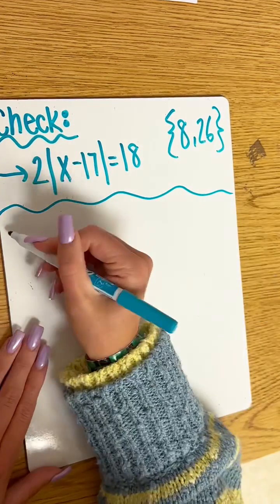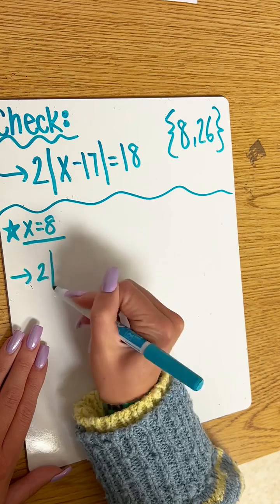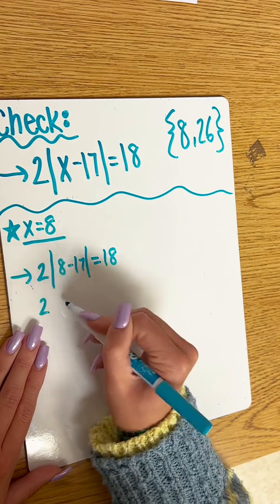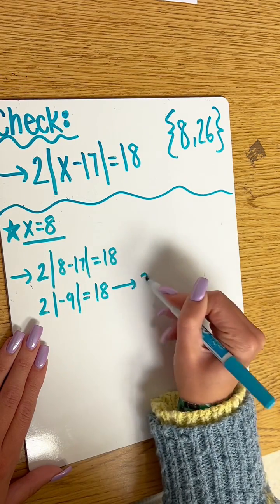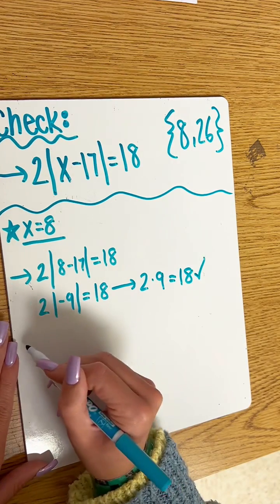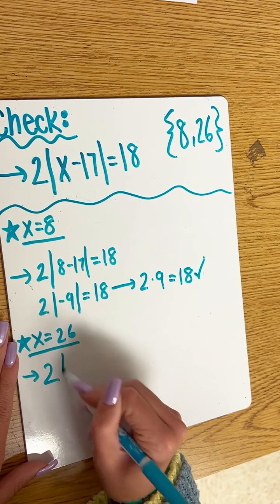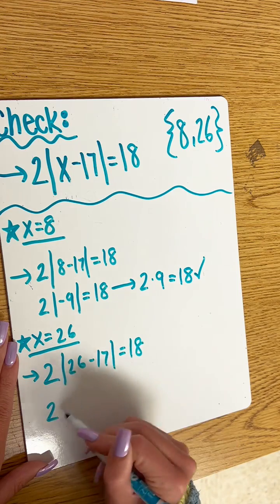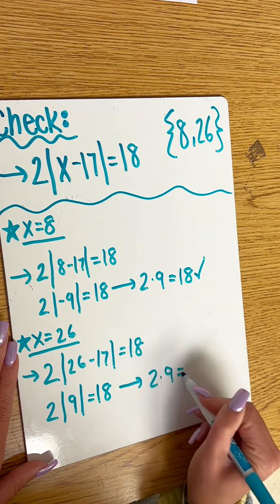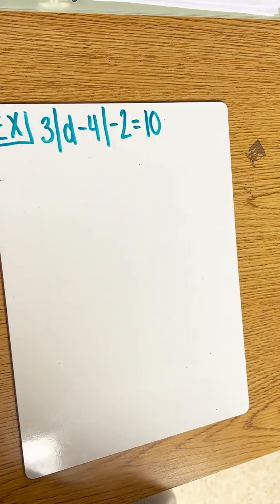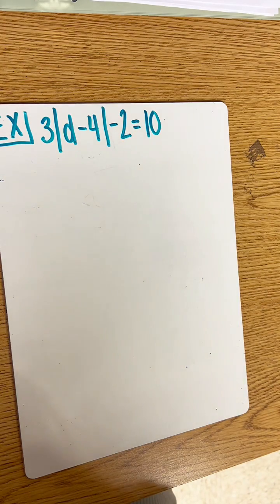Once you have your 2 solutions, it's always encouraged to go ahead and plug them both back into the original problem and make sure that it works out. So I'm going to go ahead and plug 8 back in, and I'm also going to plug in 26. And if you see, my work ends up checking out, and I can tell that these are both correct solutions. Let's take a look at another example.